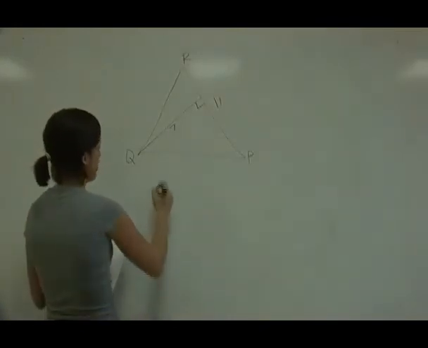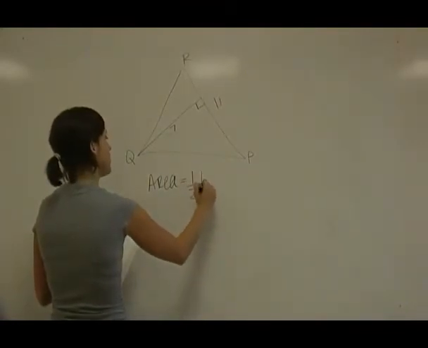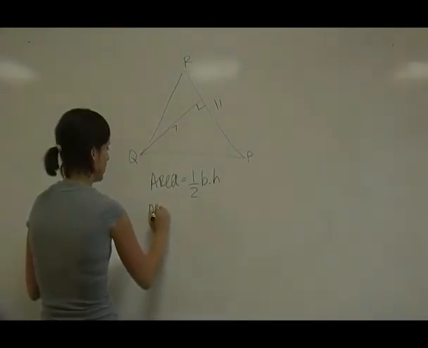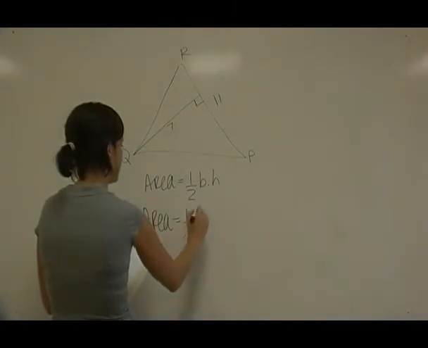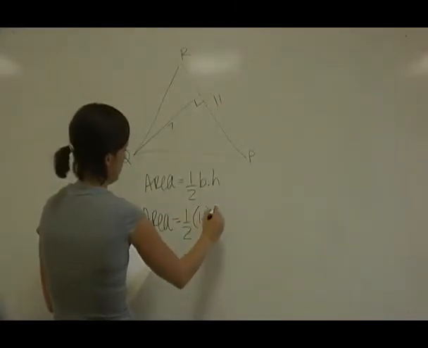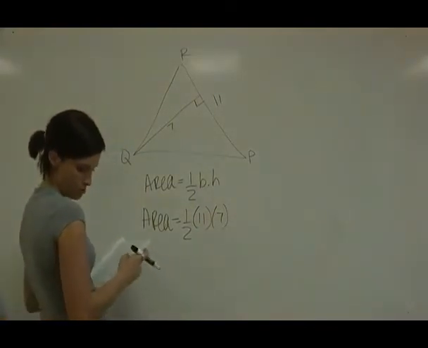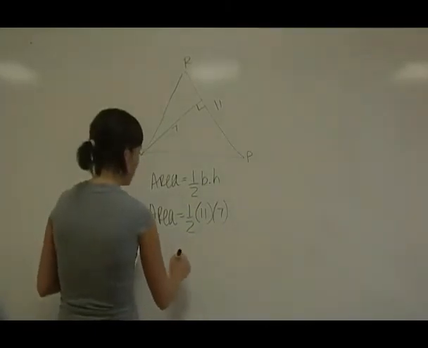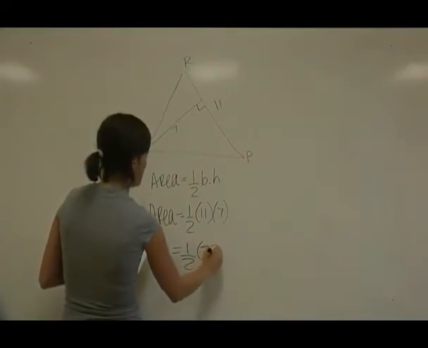Now, if you look at your formula sheet, it'll tell you what the area of a triangle is. So the area of a triangle equals 1/2 your base times your height. So knowing that, let's plug it in. Area equals 1/2 your base, which is 11, times your height, which is 7. Okay, and let's solve. So 1/2 of 77, 11 times 7 is 77.